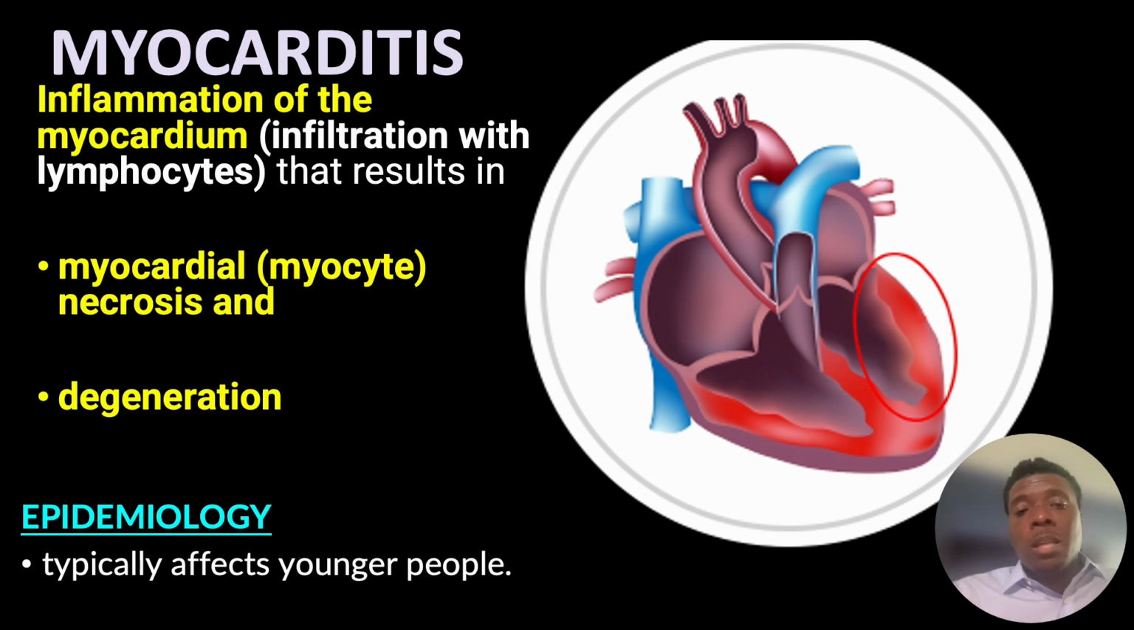Itis means inflammation, myo means myocardium. So therefore you have inflammation of the myocardium that results in infiltration with white blood cells, that's the inflammation part, and necrosis. Now, who gets this most commonly tends to be people that are younger and were relatively healthy until some kind of trigger happens.